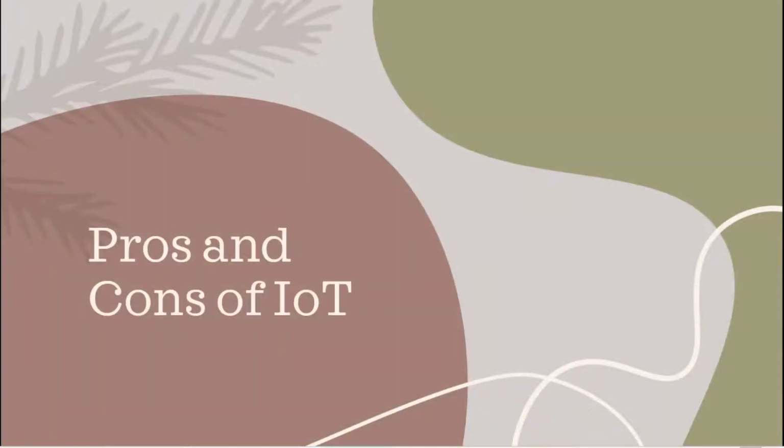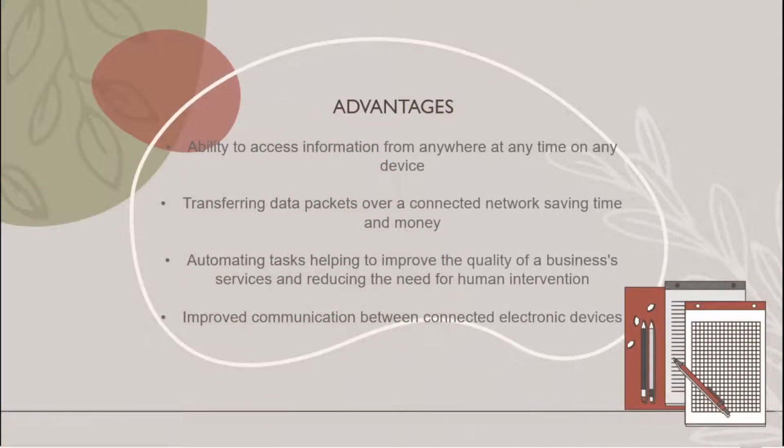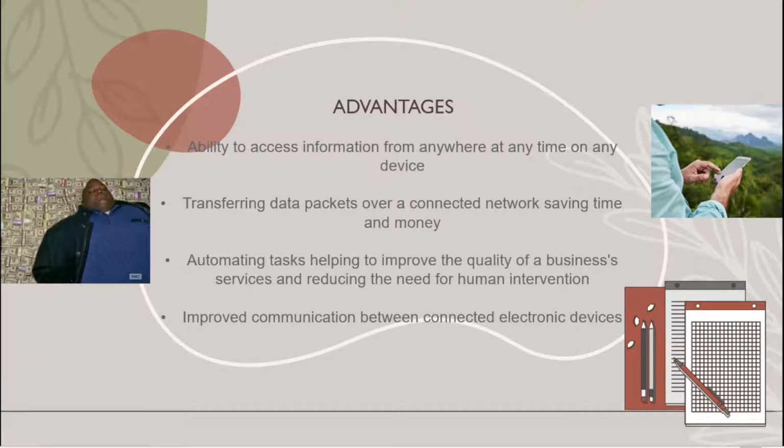What are the pros and cons of IoT? So one of the advantages of IoT is the ability to access information from anywhere at any time on any device. Next, transferring data packets over a connected network, saving time and money. Next, automating tasks, helping to improve the quality of a business's service and reducing the need for human intervention. Lastly is to improve communication between connected electronic devices.